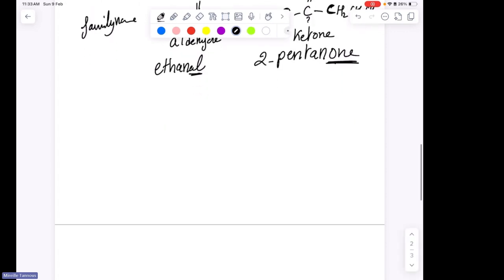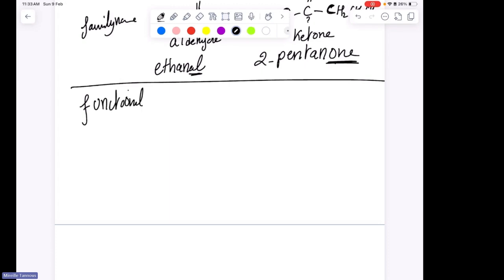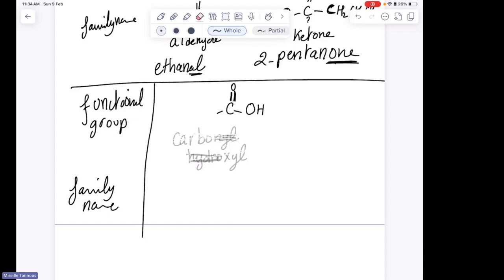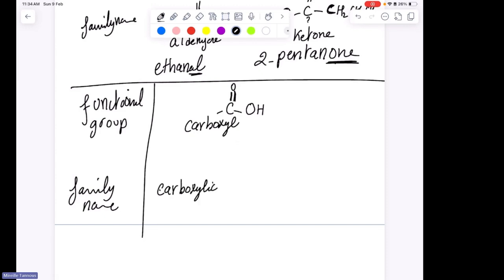And the last thing we did were the functional groups of esters and carboxylic acid. So functional group and family name. Look at this one. I have a carbonyl functional group. Now, if this carbonyl functional group was bonded to O, to a hydroxyl group, so carbonyl and hydroxyl, I'm going to remove this part and this part and join the two words. This is a carboxyl functional group. So a carbonyl and a hydroxyl makes a carboxyl functional group, and this belongs to the carboxylic acid.